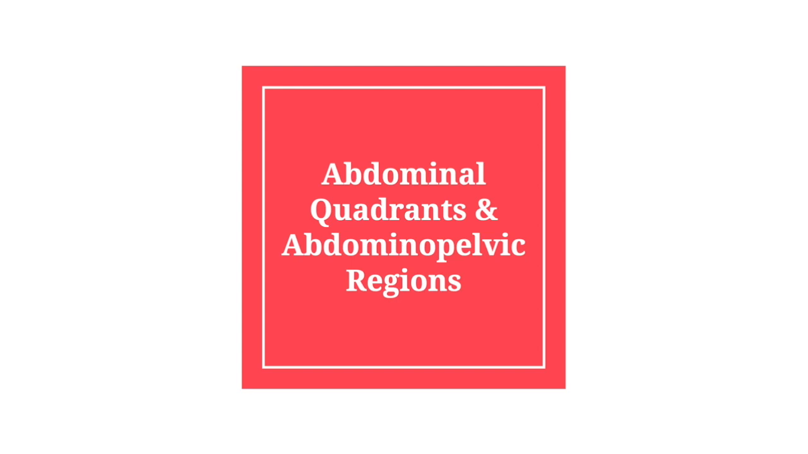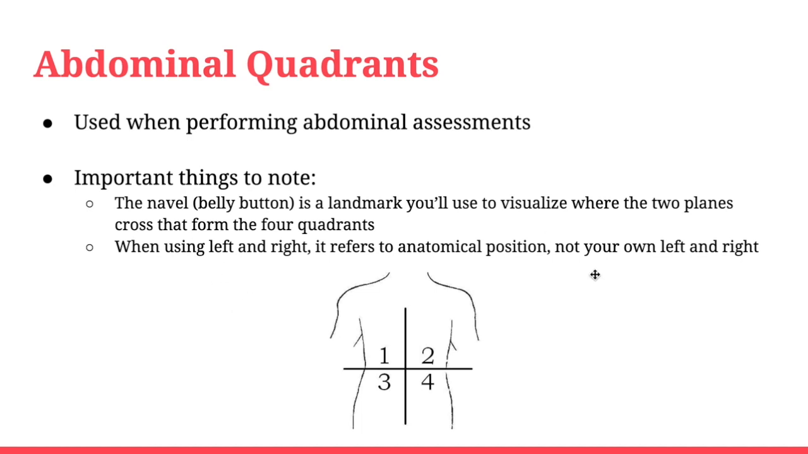So the last little bit we have to cover today is going to be about abdominal quadrants and about abdominopelvic regions. So we'll start with the quadrants. The prefix quad means four. So there are four abdominal quadrants, as you can see right here in this image.